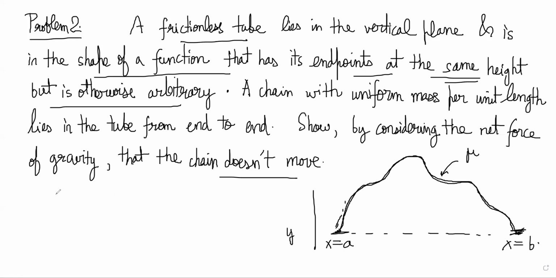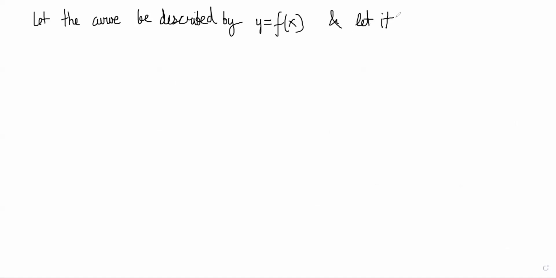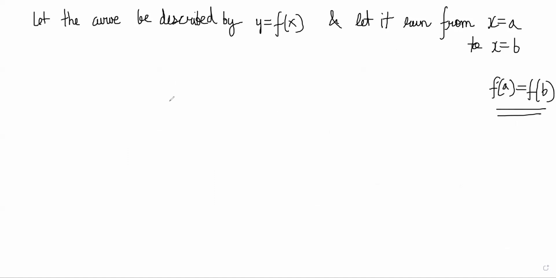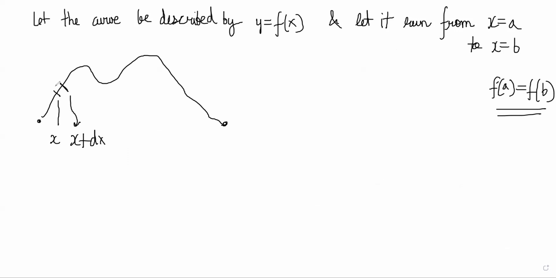So what we will do is we'll try to analyze this curve. We'll say let the curve be described by y is equal to f of x, and let it run from x is equal to a to x is equal to b. We already know that f of a is equal to f of b. The heights of points a and b are the same, right? Now, what we will do is we'll consider a small piece of the chain. Think of the chain like this, some arbitrary function. Now, we'll consider a small piece of the chain. This is your small piece of the chain. This goes from x to x plus dx, right? And we'll magnify this small portion.